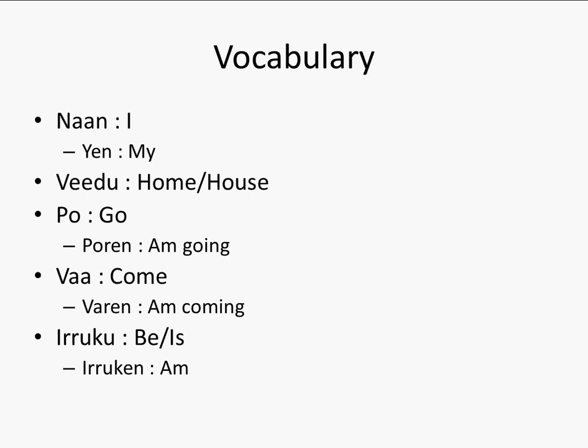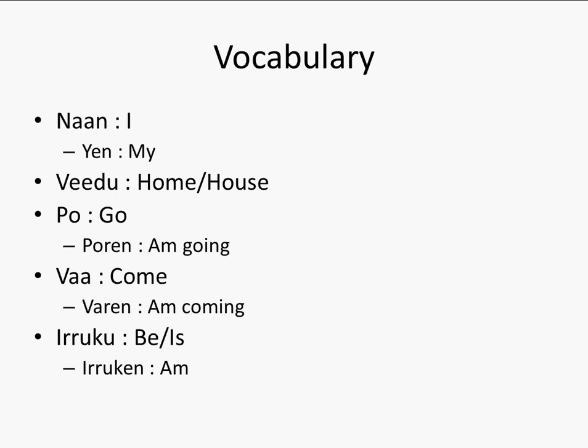The opposite of this is va. Va means come. If I wanted to ask you to come towards me, I would say va. Varain is I am coming. Again, it is when I'm talking about myself. If I wanted to say I am coming, I would say nan varain. Nan is I, varain is am coming.